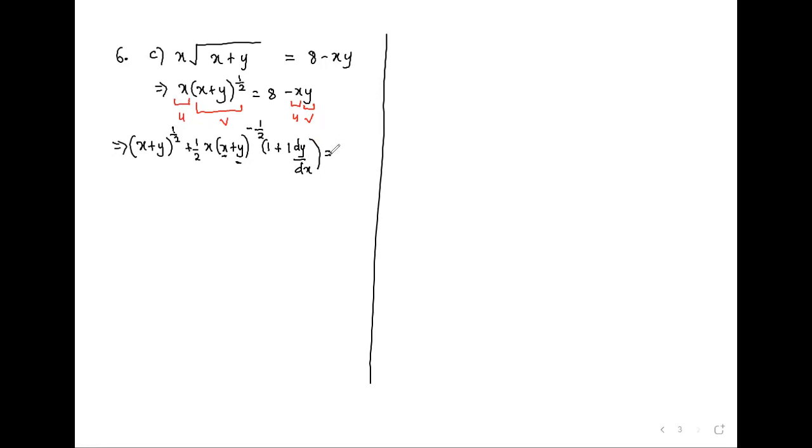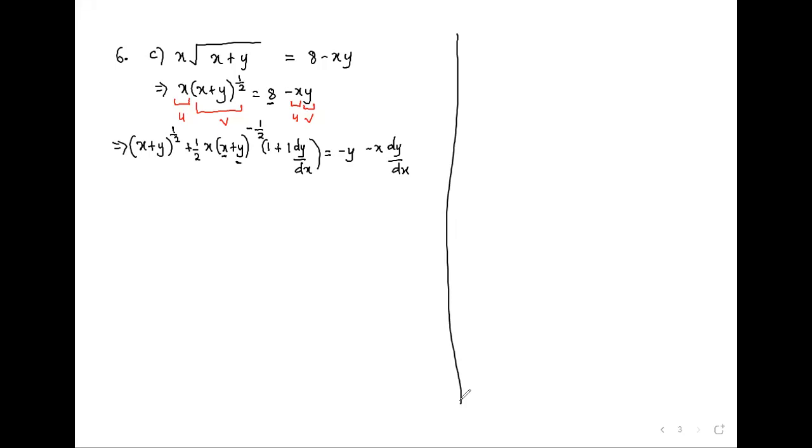It is equal to, so you have to be careful where you put the dy/dx there, the derivative of 8 is 0, and then of negative xy, we get negative 1 multiplied by y, and then you keep the x, then differentiate y, you get 1, and then dy/dx, like that. Then now our target is to put the dy/dx together. So we can expand the left, so we get x.